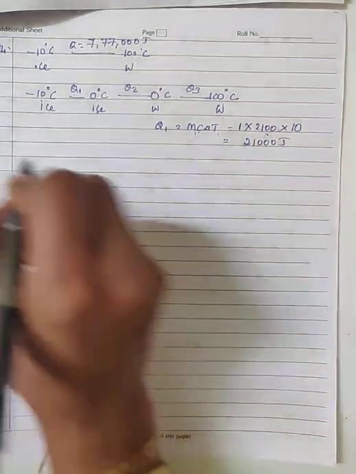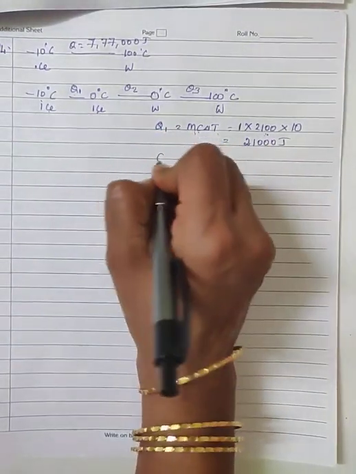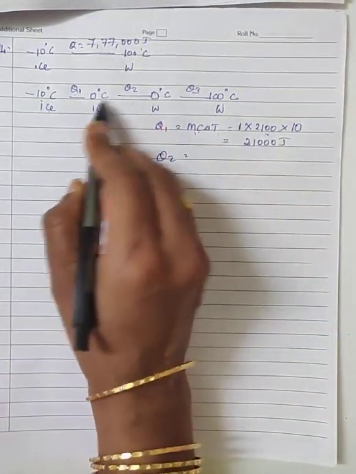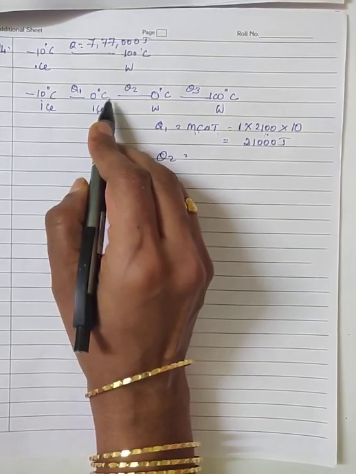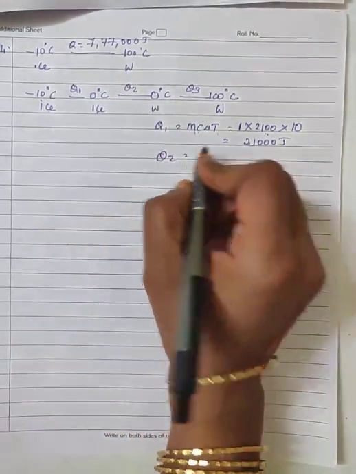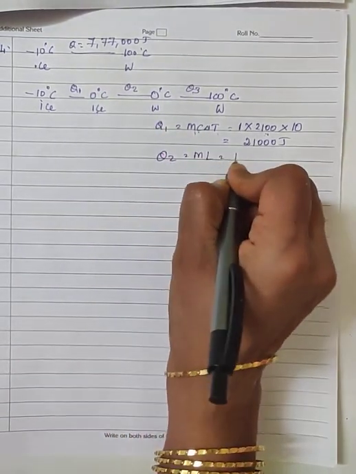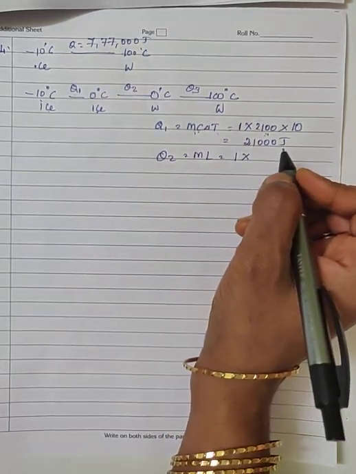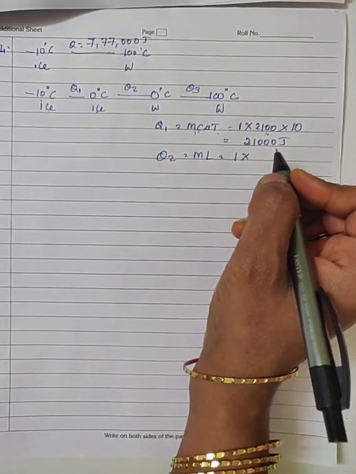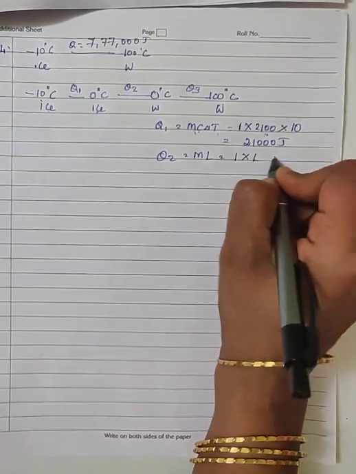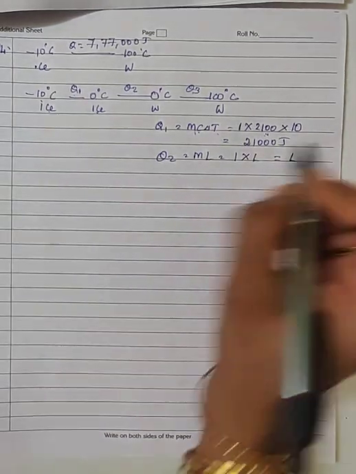Right. Next one, Q2. Q2 is equal to change of phase. 0 degrees Celsius of ice is converted into water at the same temperature. So M into L. Mass is given as 1 and latent heat of fusion of ice you are asked to calculate, so keep the value as L. 1 into L is equal to L.